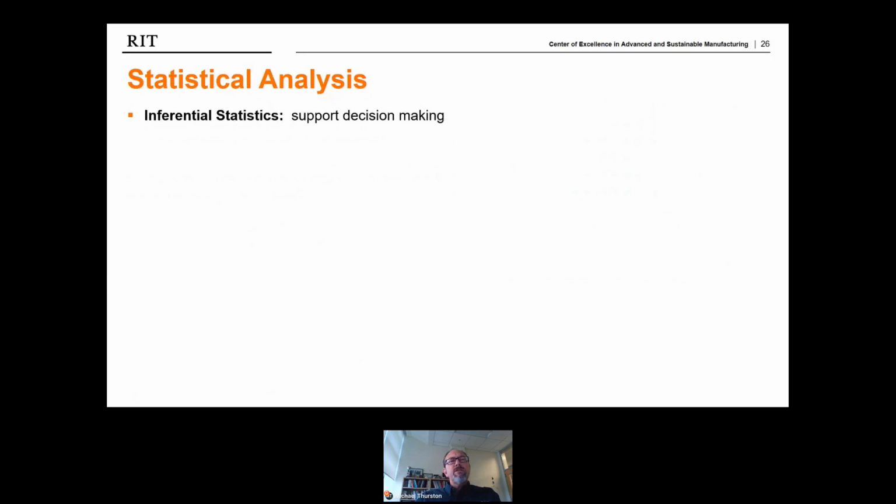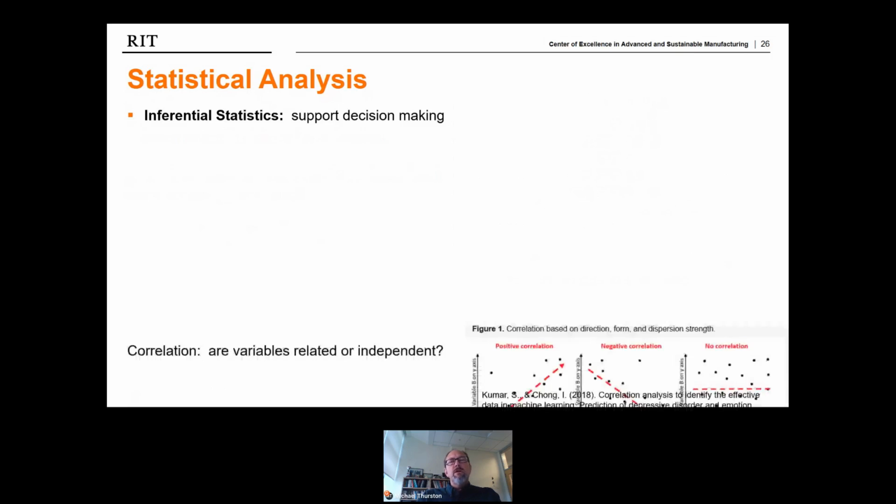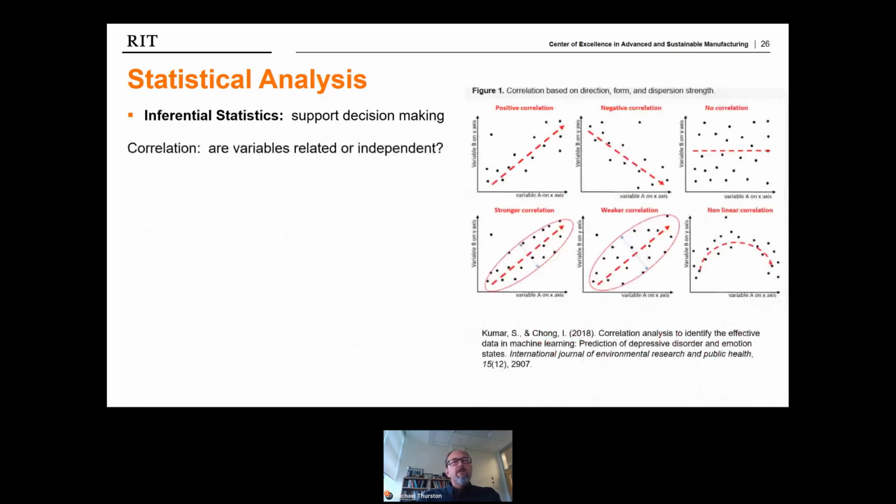So inferential statistics generally are used to support decision making. They rely on the descriptive statistics, but require some additional analysis. One thing we talk about there is correlation. Are variables related or independent? This graphic shows a couple of different types of correlation. The upper left there, a positive, more or less linear correlation, a negative linear correlation. The third graph on the top shows minimal correlation.